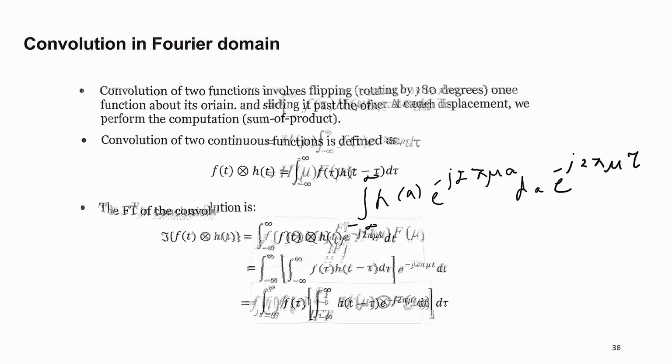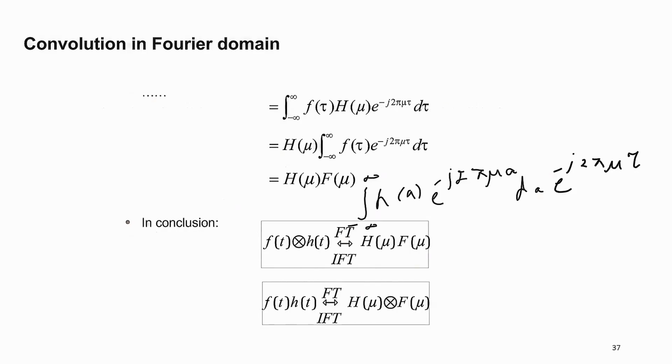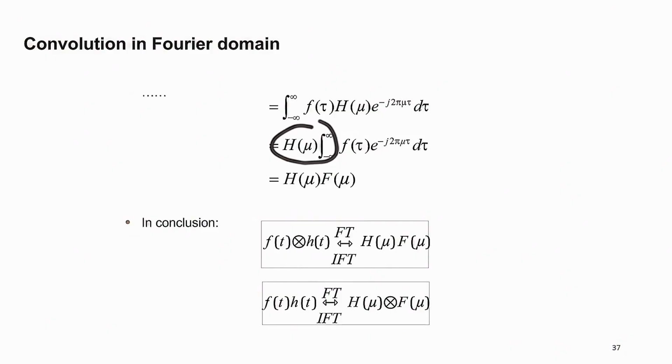I hope that you understand. It's a bit messy, but this is what we did. This part becomes H of mu, which is a constant, and I put it here, and this becomes the Fourier transform of f. So what do I get? It means that if I take the Fourier transform of f of t convolved with h of t, I get the product of the two transforms. So this is just a proof of that.